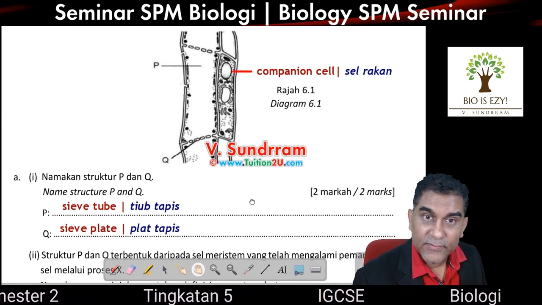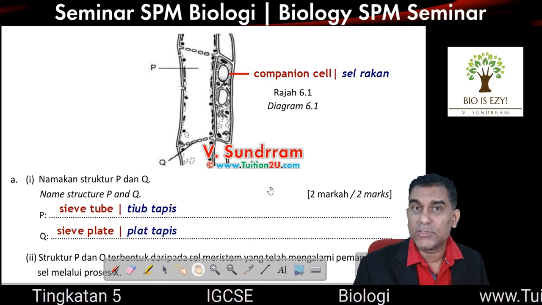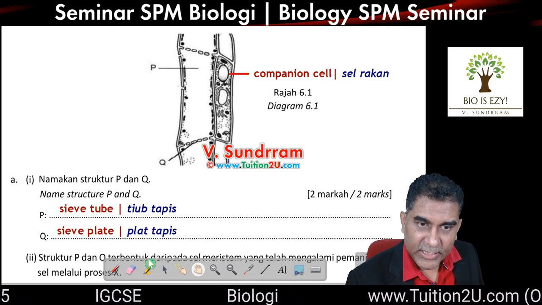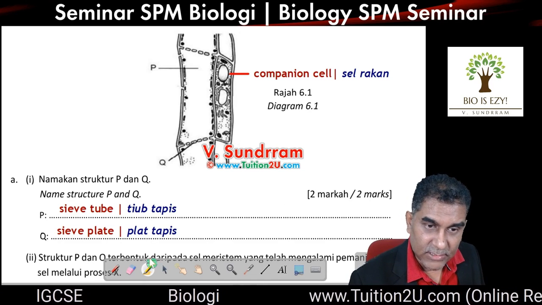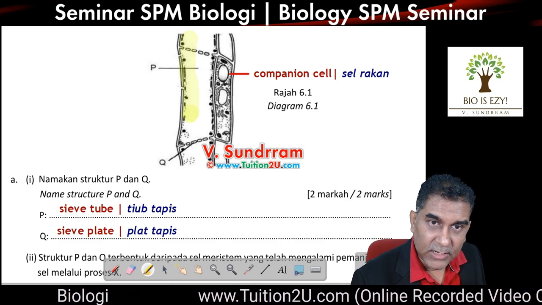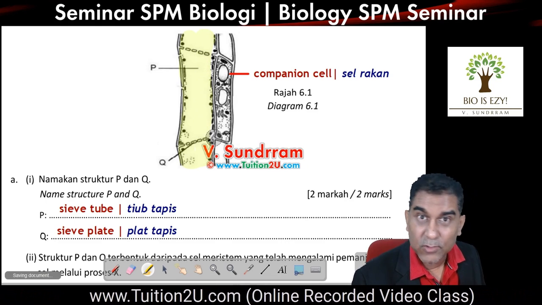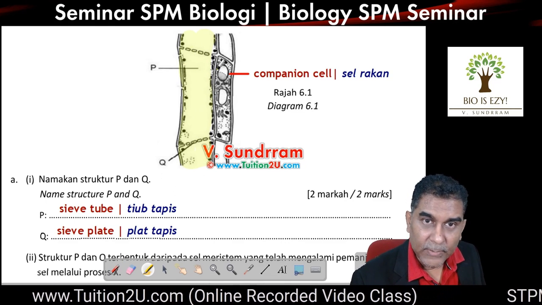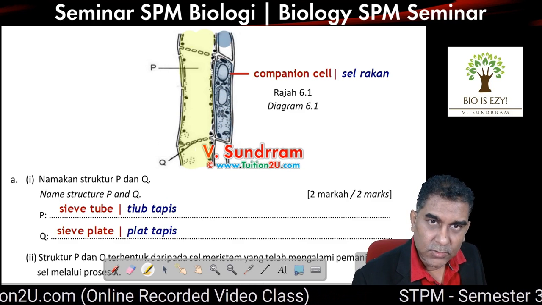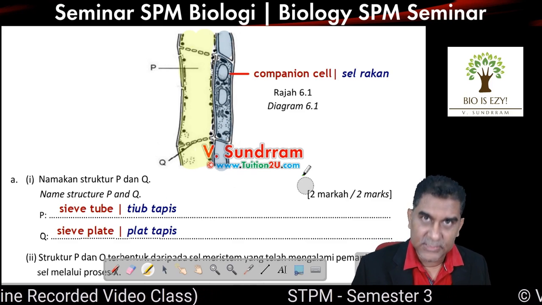So I've already labeled for you the answer for the first question. The first question is just to make sure you know the name of all the structures in the tissue. So this area here, if I were to color, kalau saya nak warnakan kawasan ini, yang saya warnakan kuning ini adalah tube tapis. So this is the sieve tube. The one I'm coloring in yellow is the sieve tube. What I'm coloring in blue here is the companion cell. So all of these are supposed to be sel rakan in Malay. In English is companion cell.